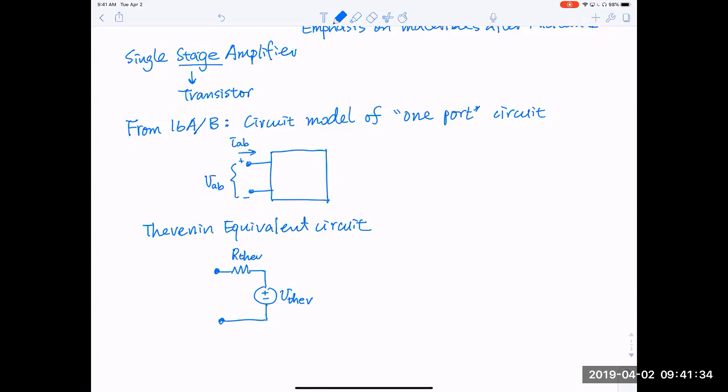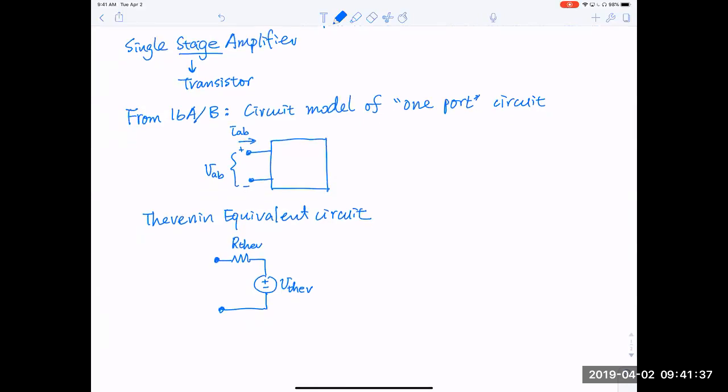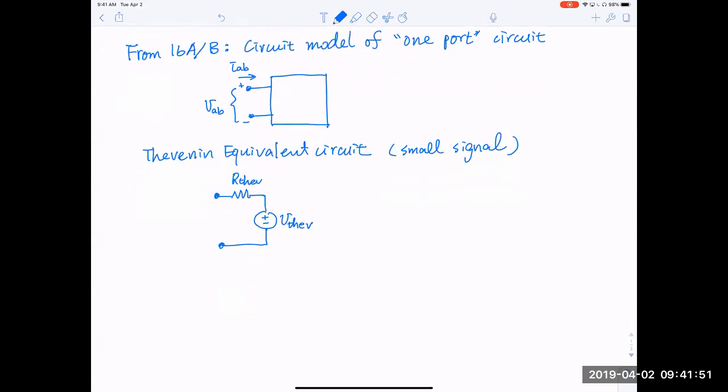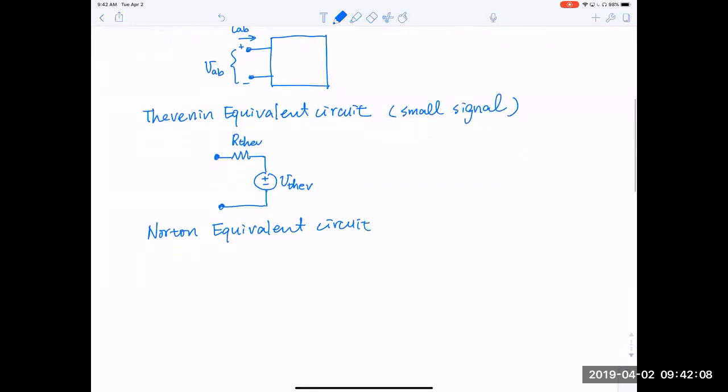Okay, so this is one representation. Usually these are small signal models. A large signal is usually a nonlinear behavior. Small signal again refers to the AC signals. And there is another equivalent circuit called the Norton equivalent circuit. Sometimes people don't fully distinguish the names for these two different circuits. The Norton equivalent circuit again is a small signal model.